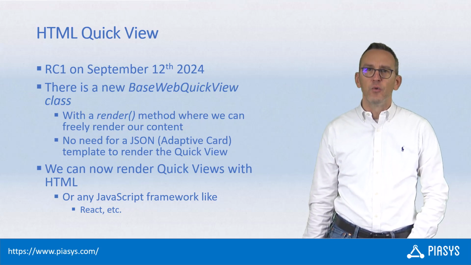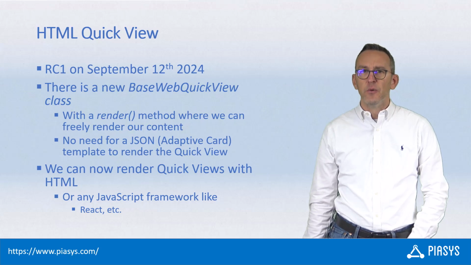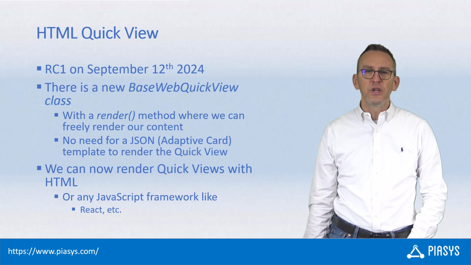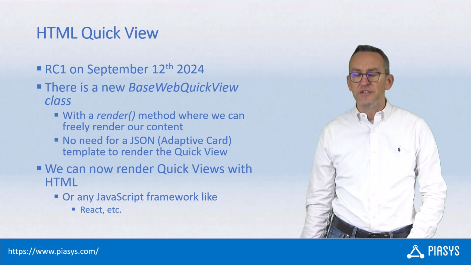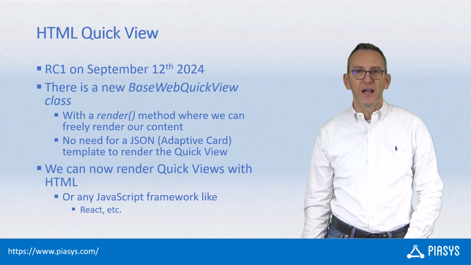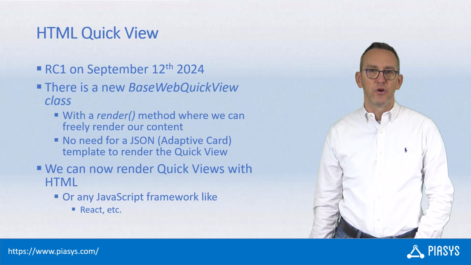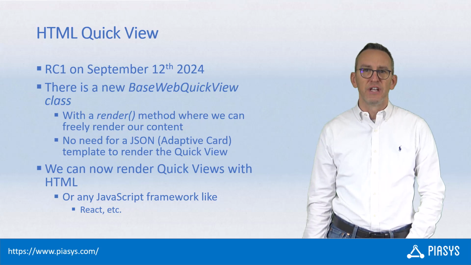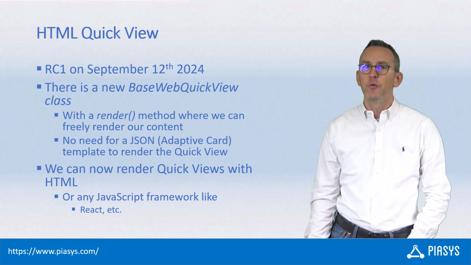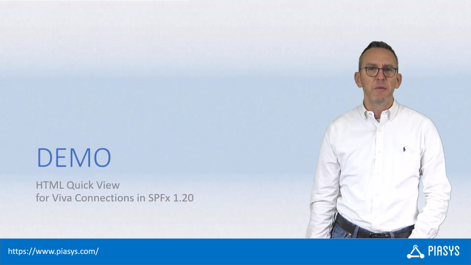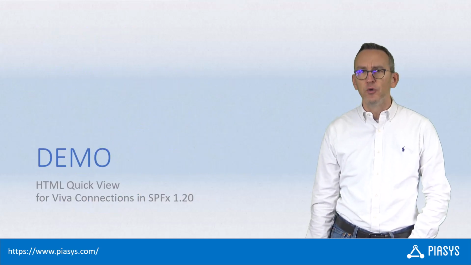In fact, now with SPFx 1.20, we can use the base Web Quick View class to create quick views in adaptive card extensions rendered using basic HTML code, or eventually any other JavaScript framework like React or any other framework of your choice. This is really powerful because you don't need anymore to write the JSON of an adaptive card for the quick view, but if you want, you can just rely on regular HTML, React and stuff like that. So let me move to the demo environment and let me show you how to do that in practice.